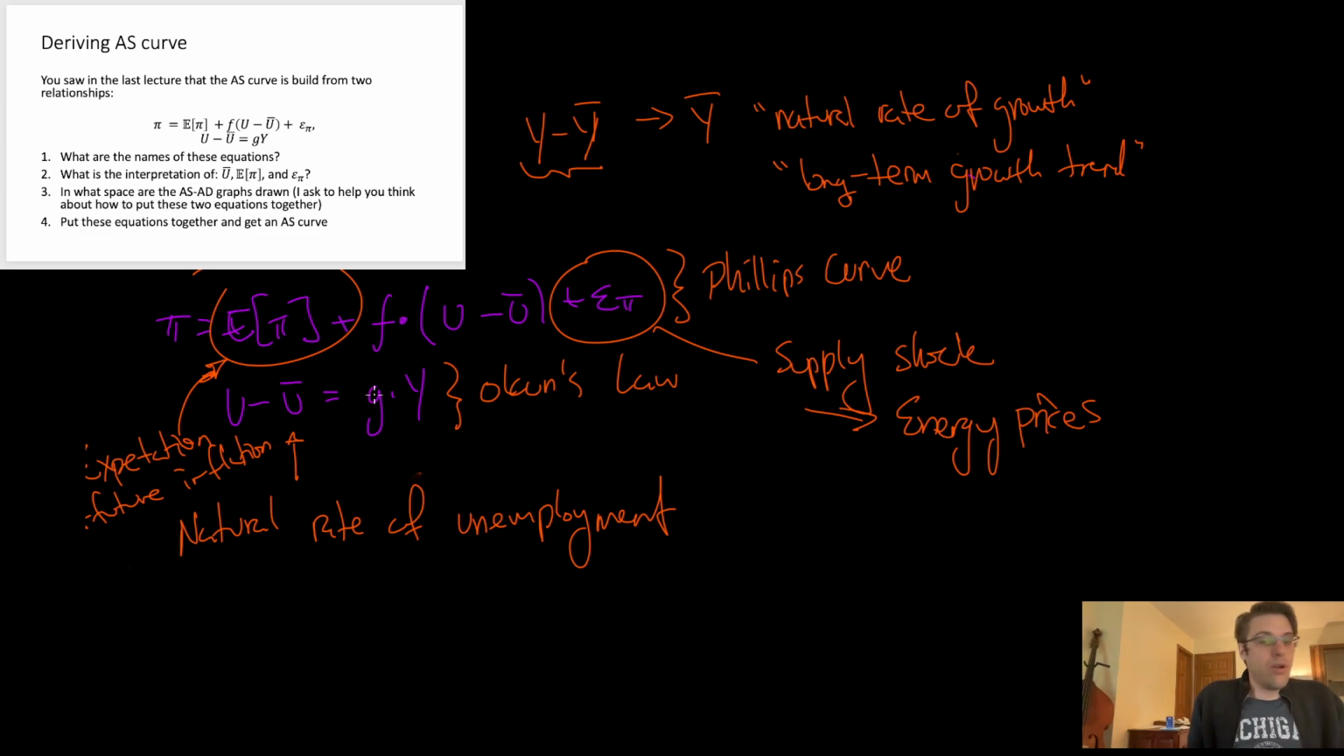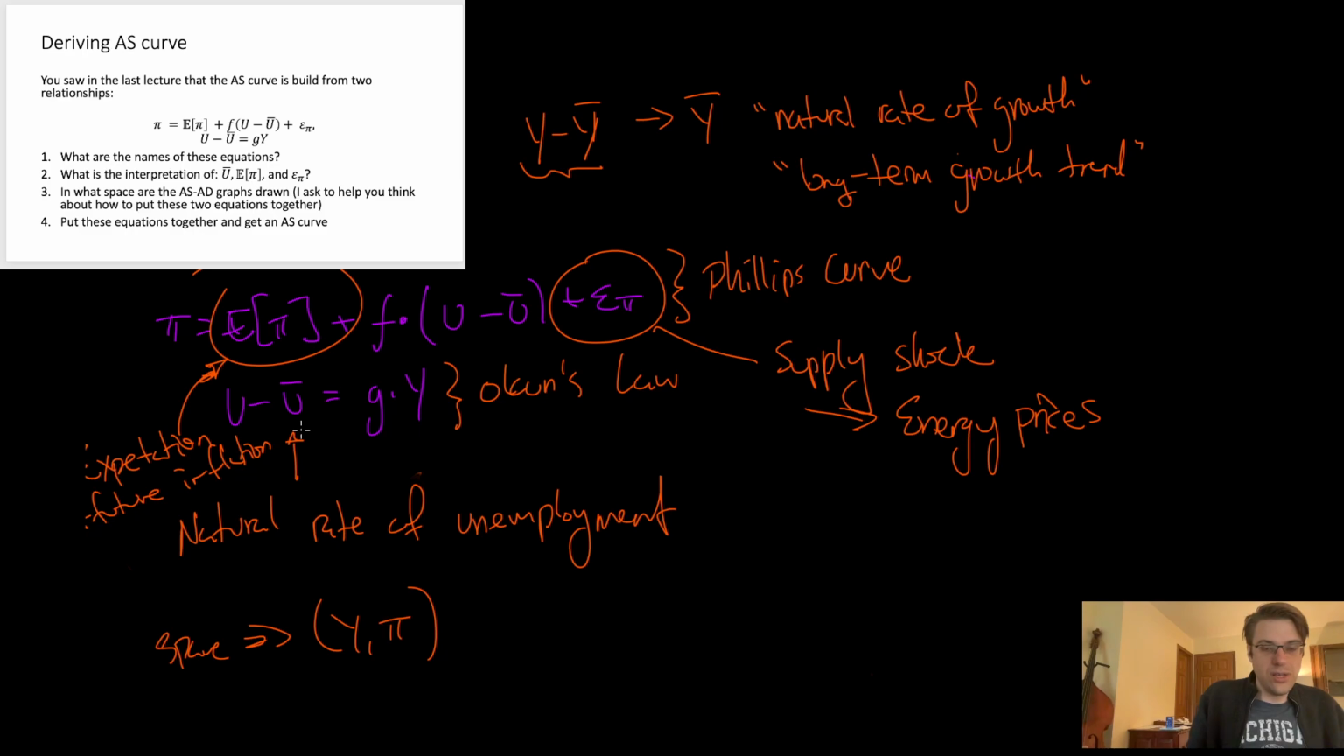Okay, the next question asks: in what space are the AS-AD curves drawn? It's just asking us to think about how to put these equations together. Before, in IS-LM land, we put it on y and i. Now we're just going to switch this i to pi. Instead of thinking about interest rates, we're going to think directly about the price level. So the space is y-pi space.